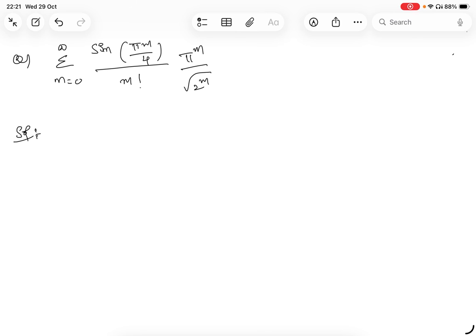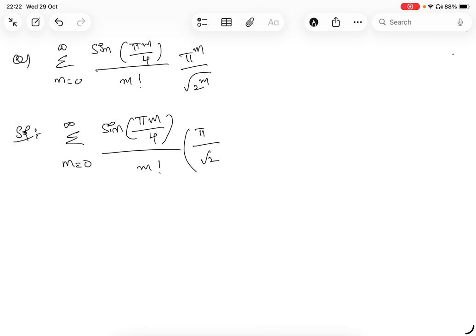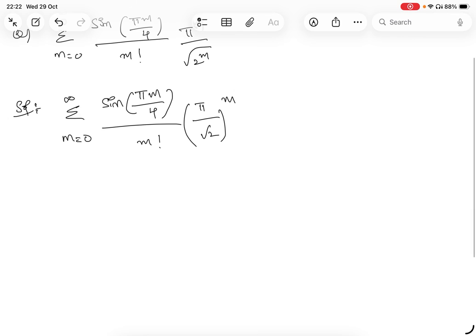As you can see here, pi by root 2, root of 2 power m, this consists of the power m. So let's try to write it in a more compact form, that is sine of pi m by 4 by m factorial into pi by root 2 whole power m, right? This can be written as pi by root 2 whole power m.